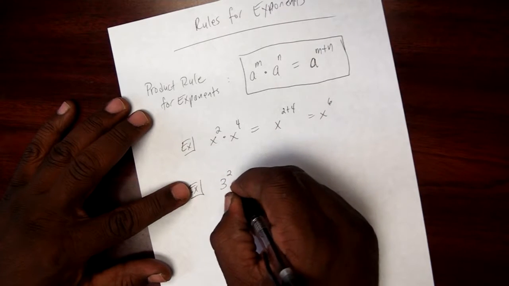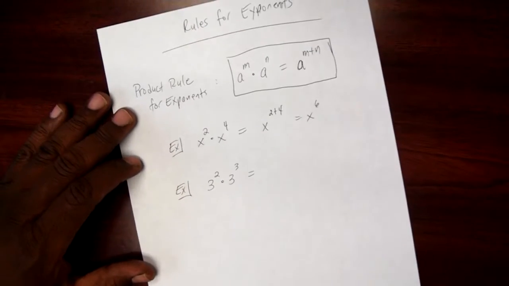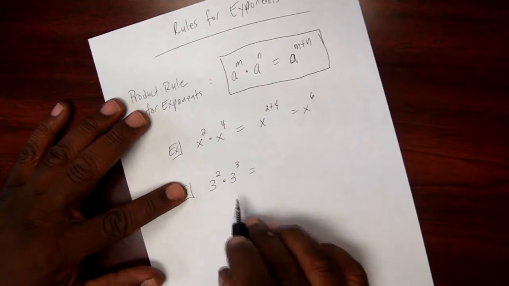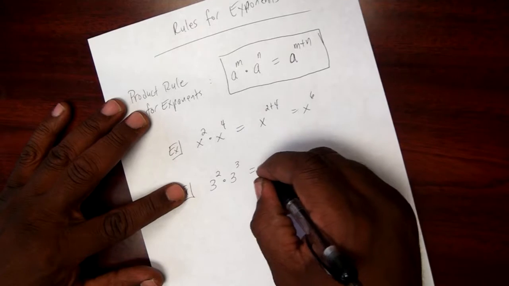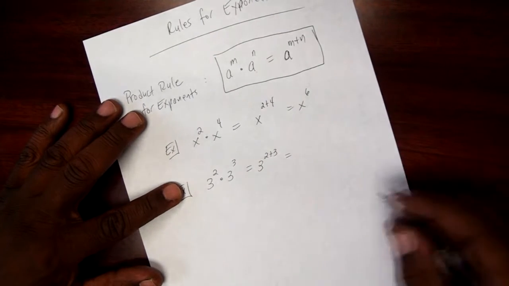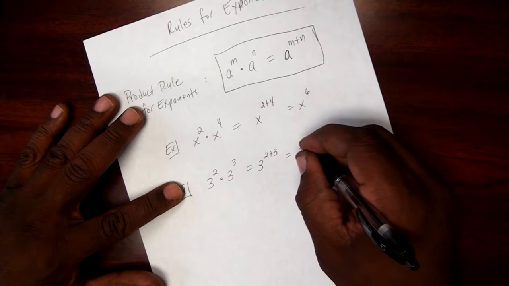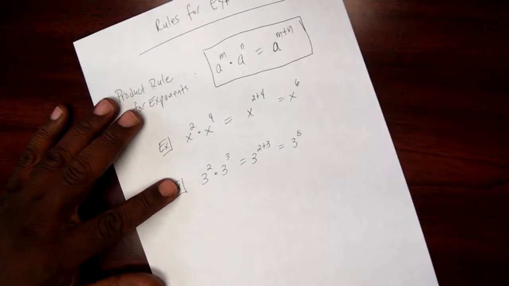Three to the second power times 3 to the third power. I'm going to keep my like base, which is 3. I'm going to add my exponents, 2 plus 3, which is 5. So this gives me 3 to the fifth power.